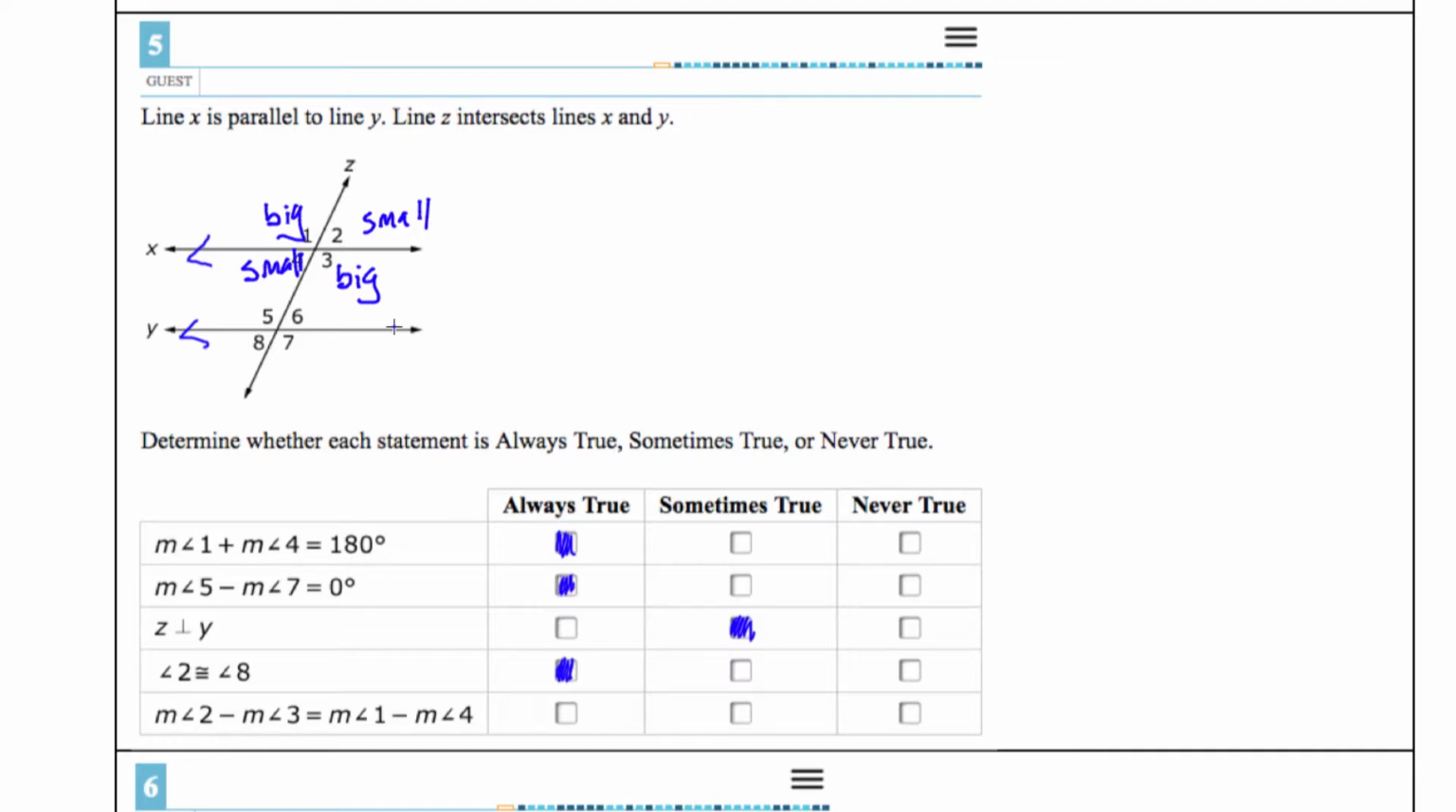If I do 2 minus 3, that's a small minus a big. That means this thing is going to be negative. And if I do 1 minus 4, that's going to be big minus small, which is a positive. That never happens except in the case where z and y are perpendicular. That is not small and big, it's 90 degrees minus 90 degrees and 90 degrees minus 90 degrees. 0 equals 0. This is a sometimes true, surprisingly.